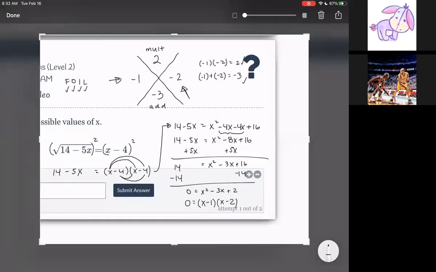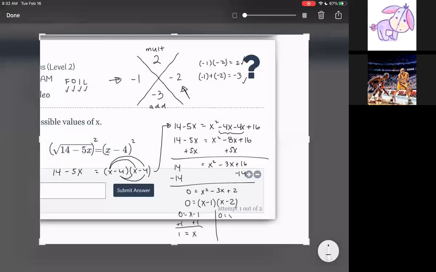And then we set each factor equal to 0. So on the left side, we have 0 equals x minus 1. You add 1, and you get 1 is equal to x. So here's one potential solution. Let's try the other side.